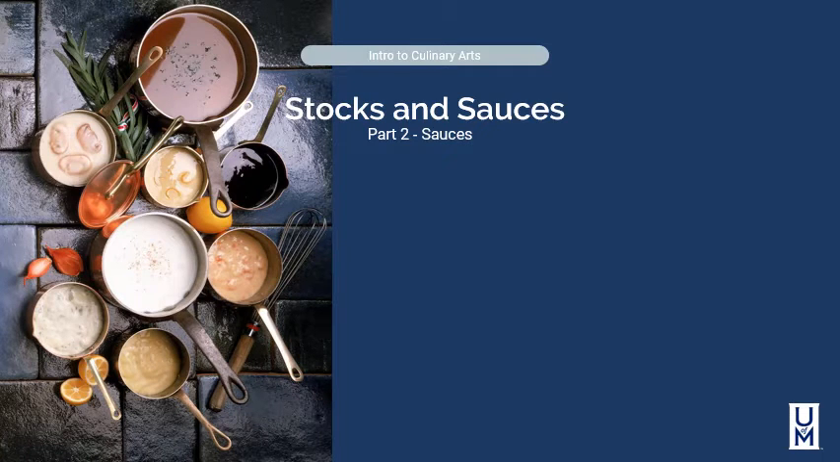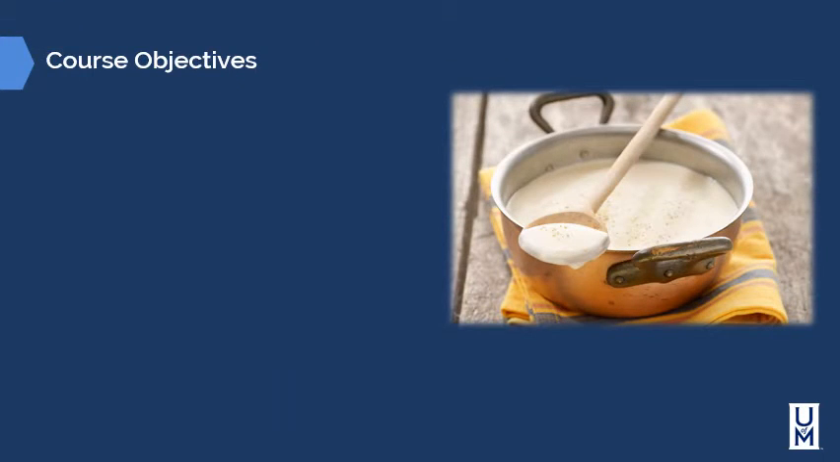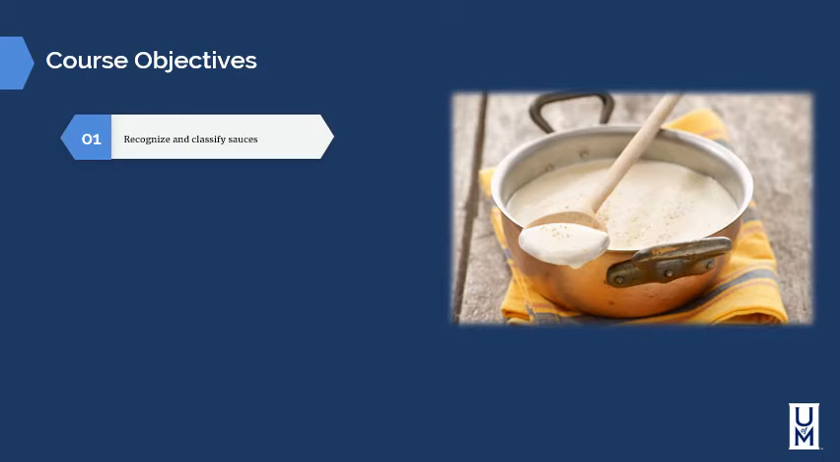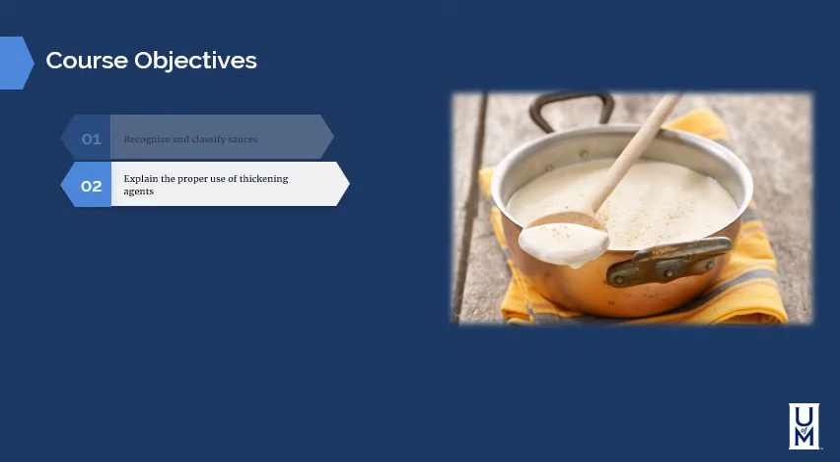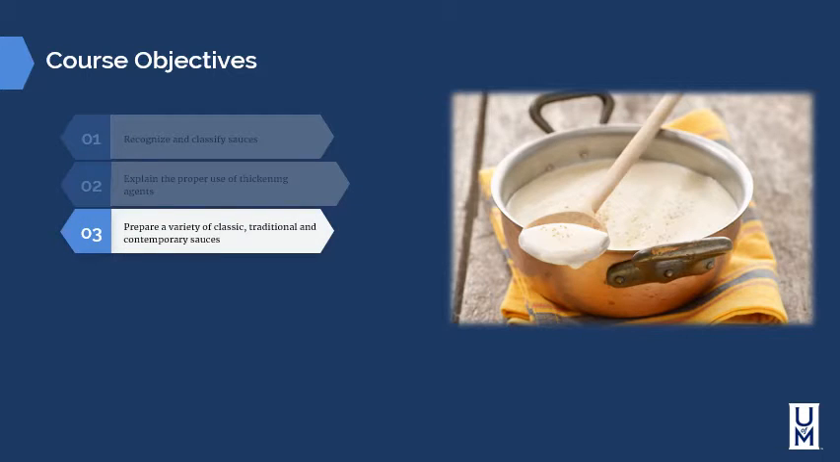In part 2 of this module, we're going to be talking about sauces, in particular the mother sauces and their derivations. The objectives for this module are: recognize and classify sauces, explain the proper use of thickening agents, and prepare a variety of classic, traditional, and contemporary sauces.